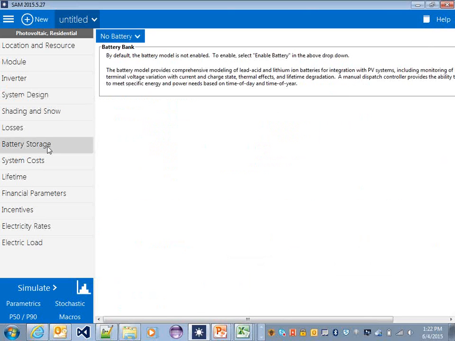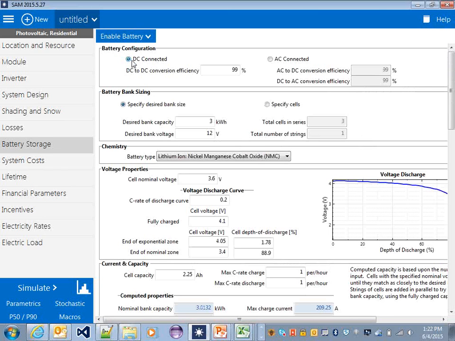We'll just get down here to the battery storage. So just click on Enable Battery. For now, we will just assume that the battery is connected post PV, after like a charge controller on the DC side, and will be inverted later on. We'll leave the efficiency alone.